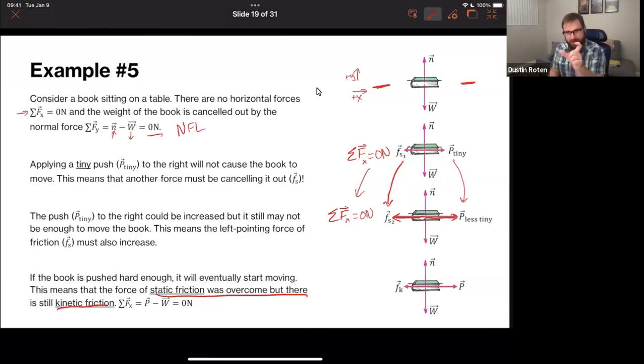But look at the difference here. If I were to sum up these forces, they're unbalanced. They don't cancel each other out anymore. This push is a big vector. This kinetic friction, not a very big vector. It's still fighting the push, but it's not a strong vector in the opposite direction anymore.